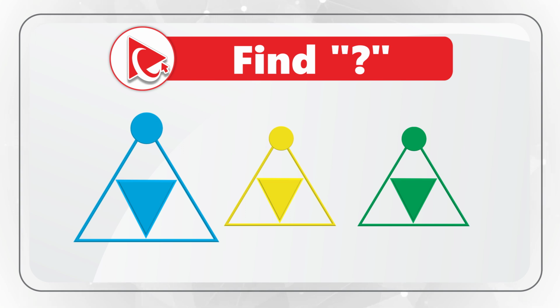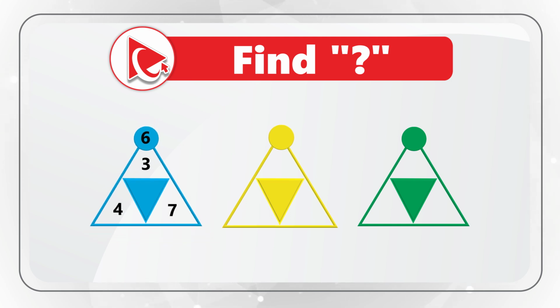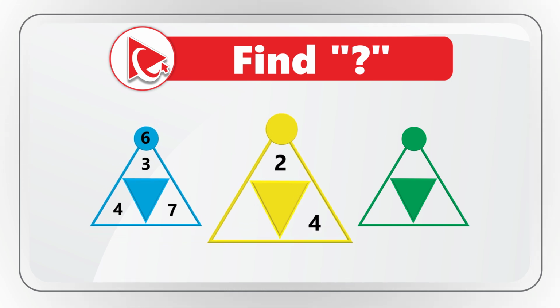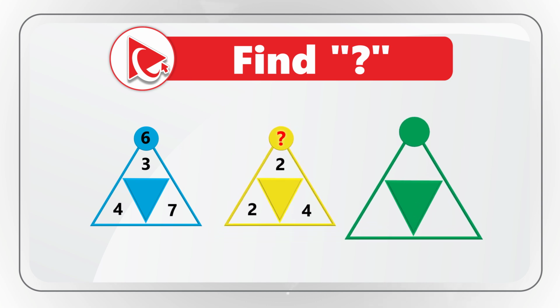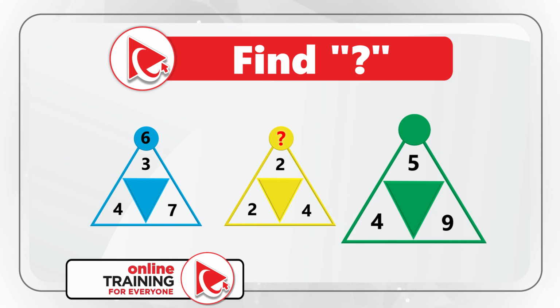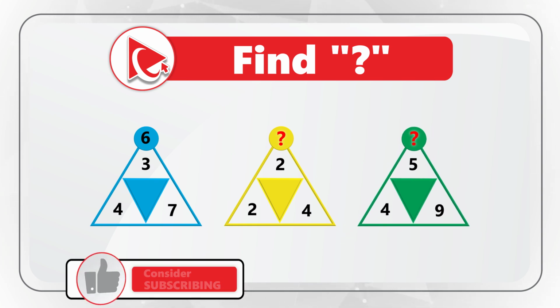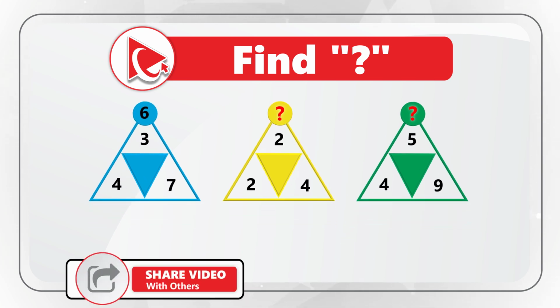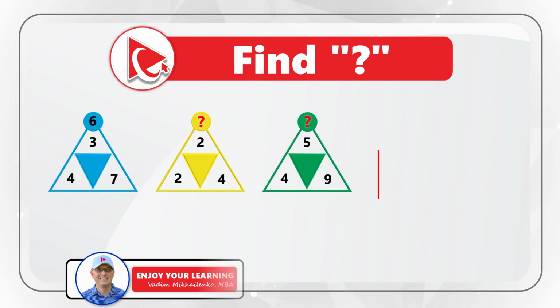Starting from the top, the numbers are 3, 7, and 4, and the number on the top is 6. The yellow triangle has numbers 2, 4, and 2, and there is a missing number on the top. The green triangle has numbers 5, 9, and 4, and a missing number on the top. Take a close look to see if you can find the two missing numbers and select out of 4 different choices.